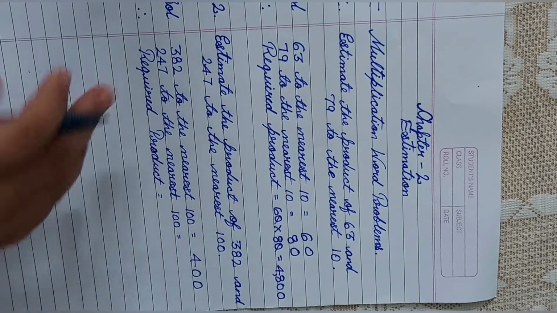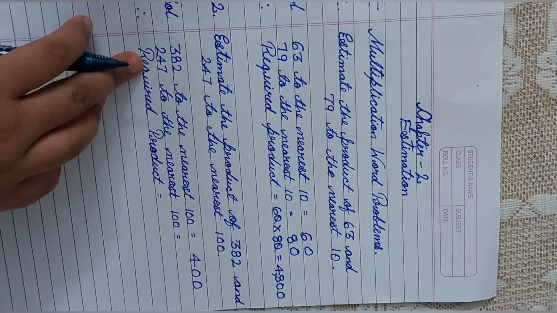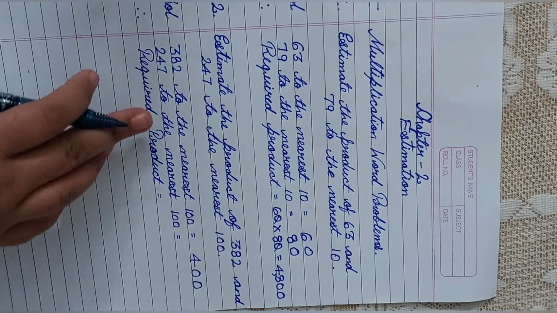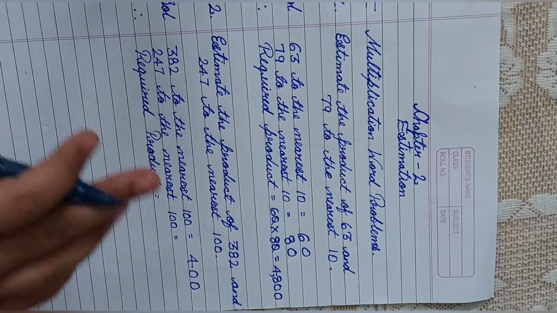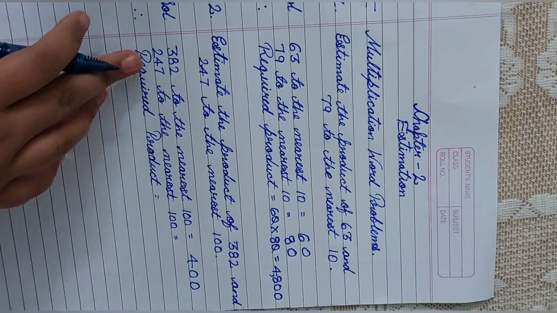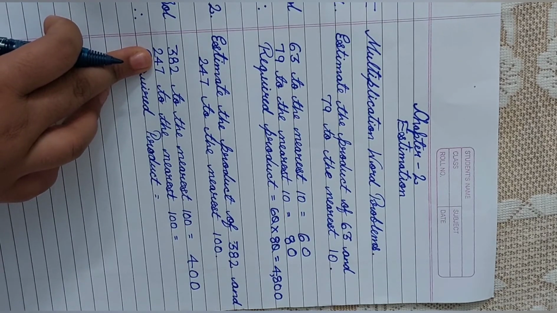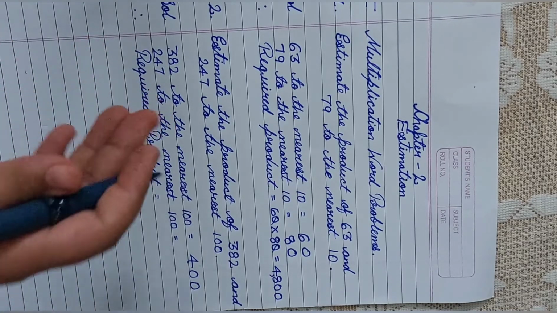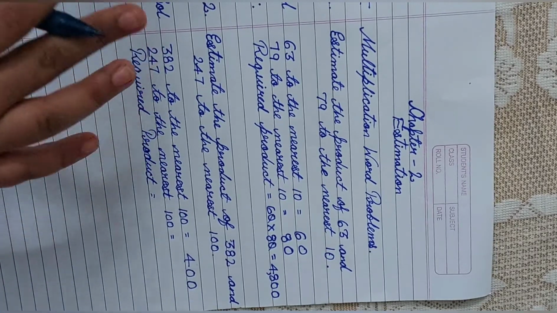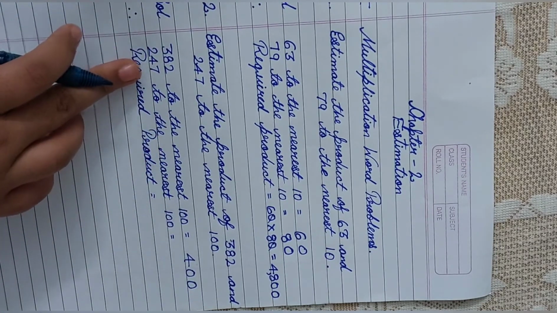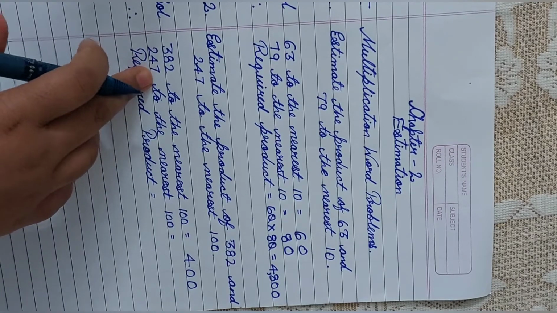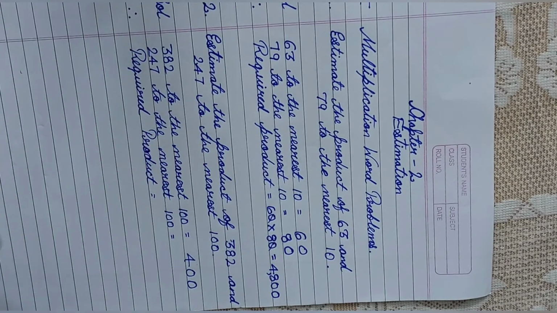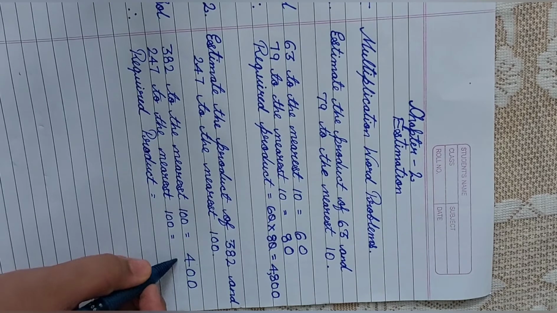Next we are going to take the next number, that is 247 to the nearest 100. First see the tens place. Tens place is 4. 4 is less than 5. So we are going to write the hundreds place as it is and we are going to replace the tens and the ones place with 0. So the answer will be 200.